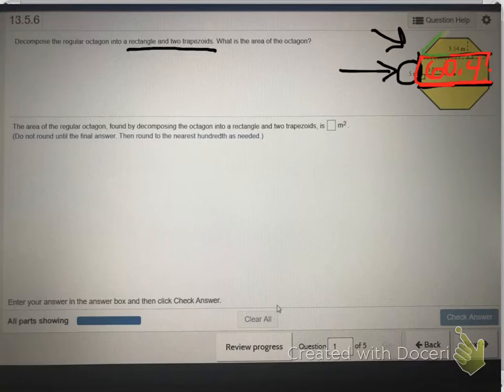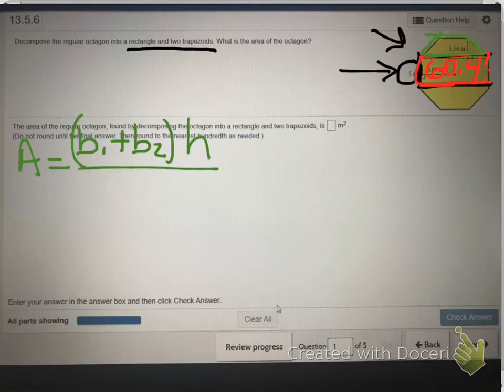So we need to figure out the area of this trapezoid. If you remember from the video, the area of a trapezoid is base 1 plus base 2 times the height, and then divide the whole thing by 2. So we need to know what base 1 is, which I'm going to call the top. What is the length of base 1?